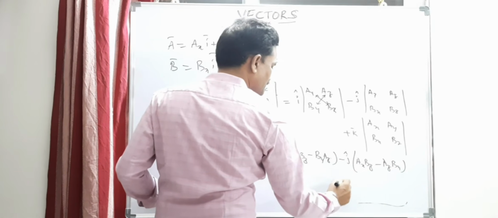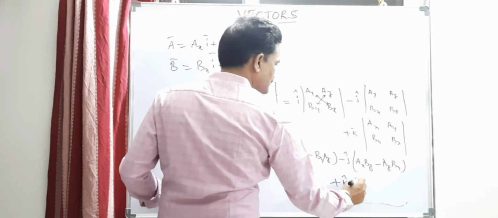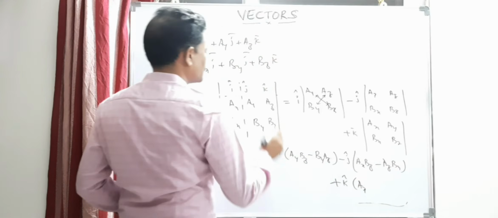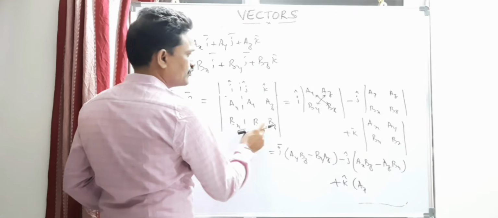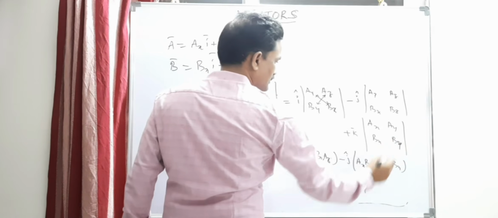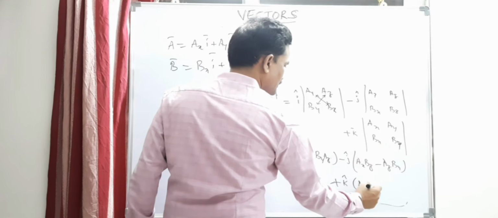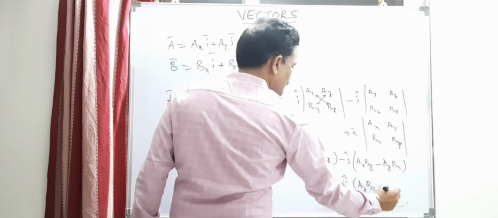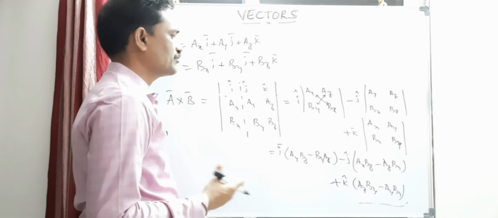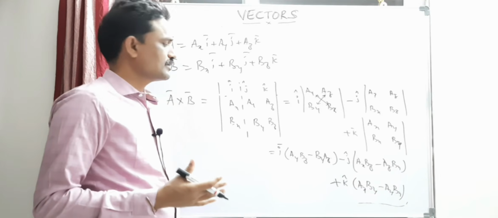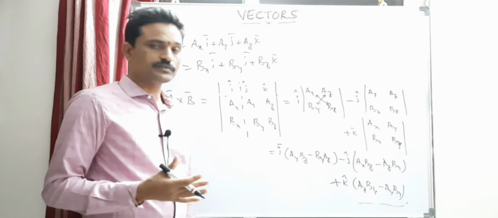In the same way for k, I can write it as ax, ay, bx, by. So this is ax by minus ay bx. You have to practice by taking two different vectors. On practice it becomes so simple.